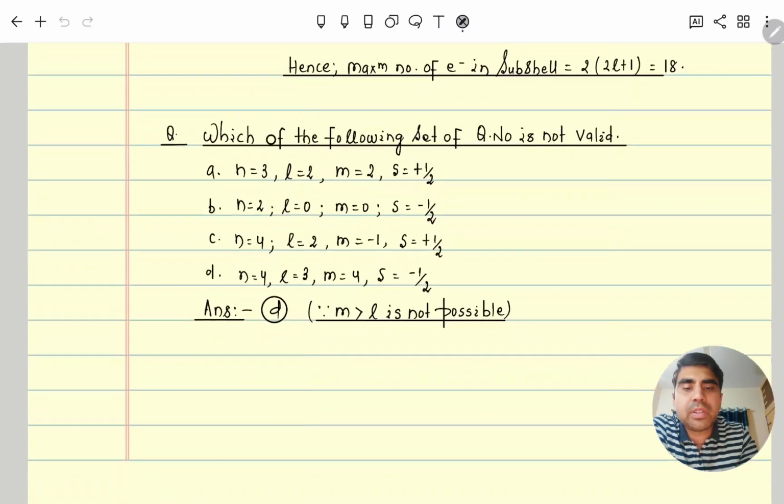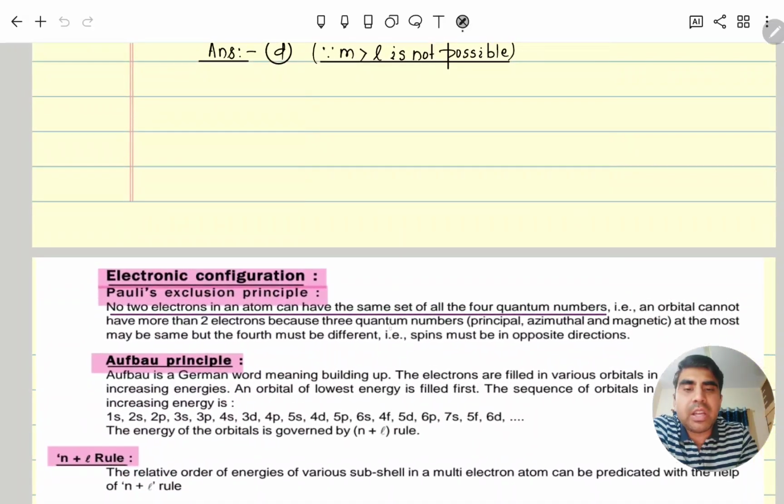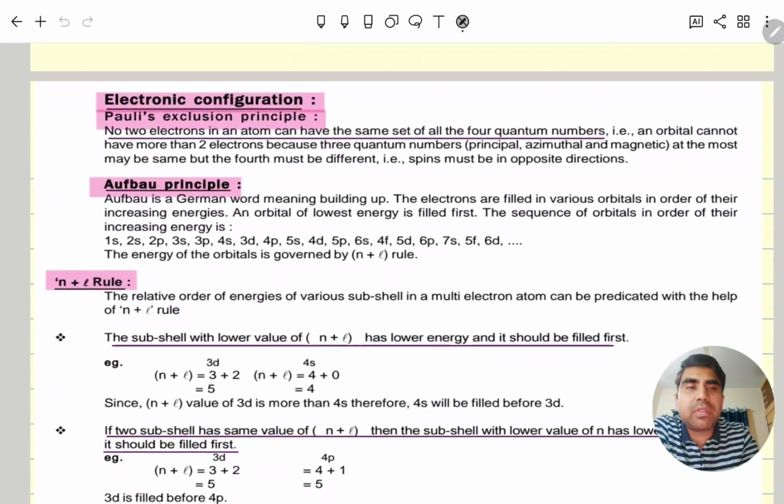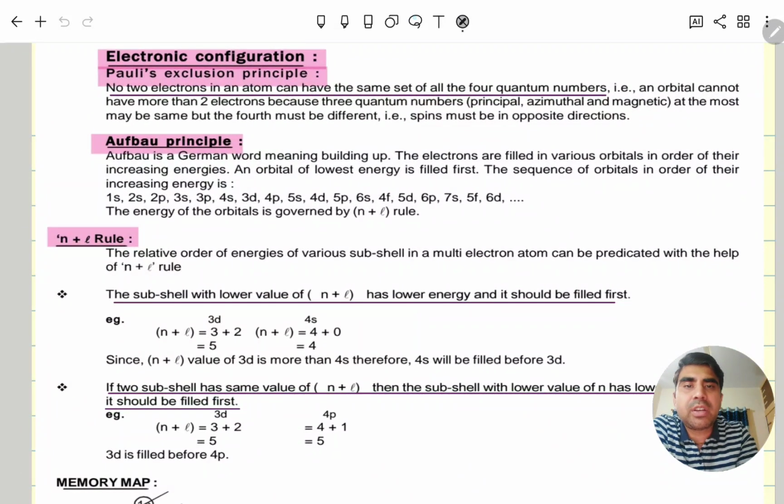Next, moving further, now we will discuss the last segment, electronic configuration. In electronic configuration, first, Pauli's exclusion principle: what it is telling is that no two electrons inside the atom will have all four quantum number values the same. If three are the same, at least the spin quantum number will be different. You can check any electron inside the atom. All 4 quantum number values being the same cannot be possible.